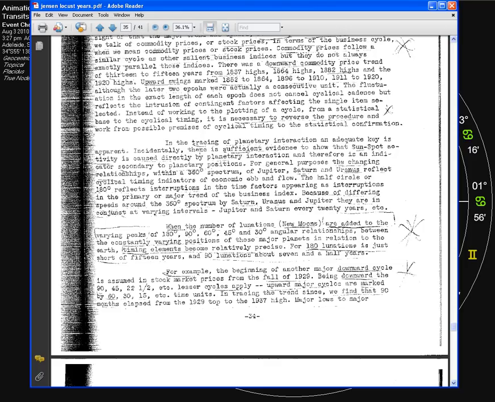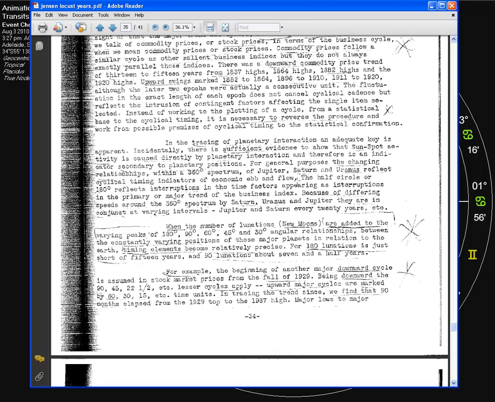In the tracing of planetary interaction, an adequate key is apparent. Incidentally, there is sufficient evidence to show that the sunspot activity is caused directly by planetary interaction, and therefore is an indicator secondary to planetary positions. For general purposes, the change in relationships within a 360-degree spectrum of Jupiter, Saturn, and Uranus reflect cyclical timing indicators of economic ebb and flow. Okay, what that means is in his book, he uses Jupiter, Saturn, and Uranus to time economic recessions and depressions and booms.